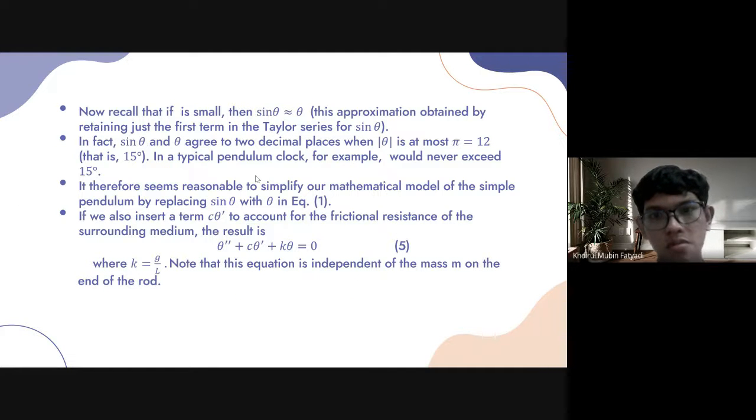next is now we recall that if Uh, we, we recall that if, oh, I'm sorry, it's short, there's theta.